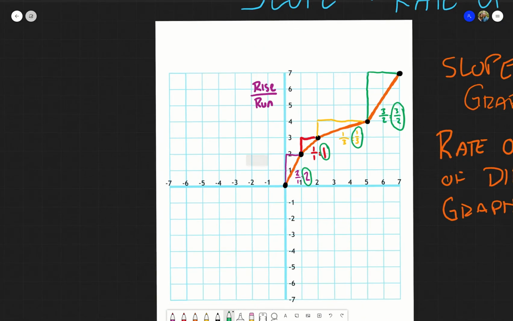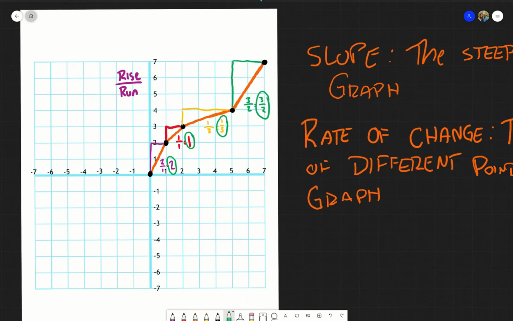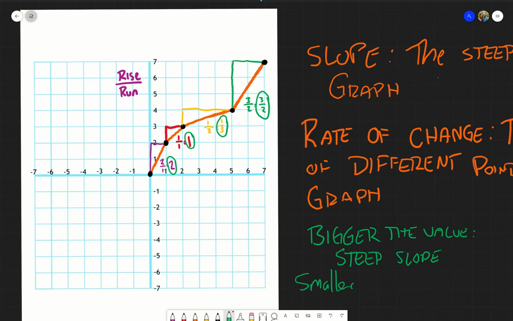So rates of change is my graph adjusting as different things might be happening. My graph adjusts the slopes, and so it's good to know if I have a steep slope, right? The bigger the number is a steep slope, and the smaller number is a not steep slope.